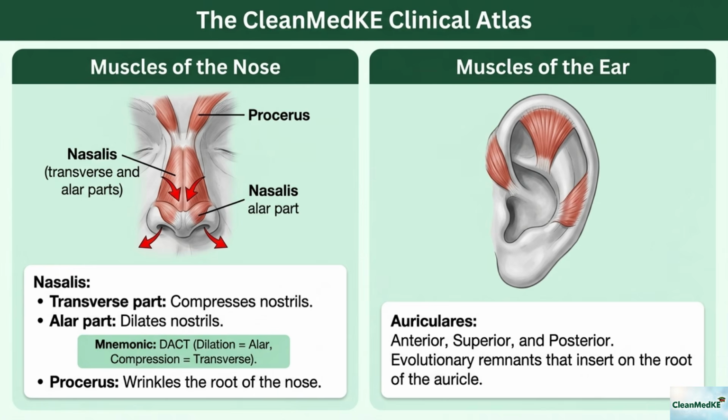Moving to the nose and ear. For the nose, remember the nasalis muscle. Its transverse part compresses the nostrils, while its alar part dilates them. Think of the mnemonic DACT. Dilation equals alar, compression equals transverse. Just above it, the procerus wrinkles the bridge of the nose. For the ear, we have the auricular muscles, anterior, superior, and posterior. These are evolutionary remnants that insert into the root of the auricle.